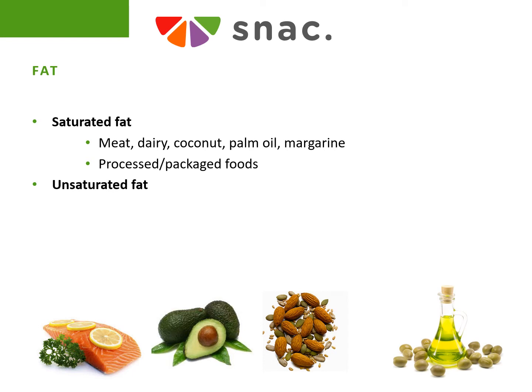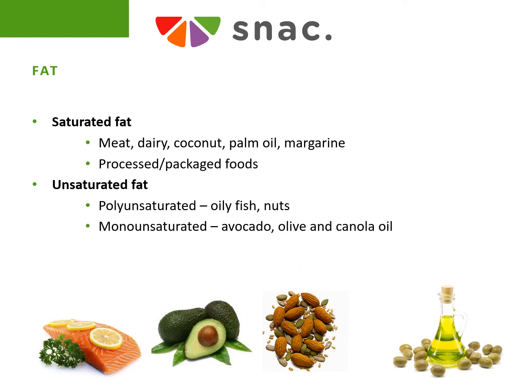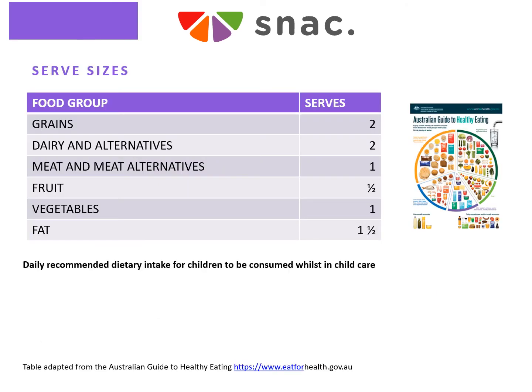Unsaturated fats, there are 2 types. We have the polyunsaturated fats found in oily fish and nuts, and monounsaturated found in avocado, olive and canola oils. These should be included in the diet in small quantities. Finally, we have trans fats, which are found in processed and packaged foods, takeaway foods and some butters and margarines and other items such as biscuits. These too should be limited in the diet.